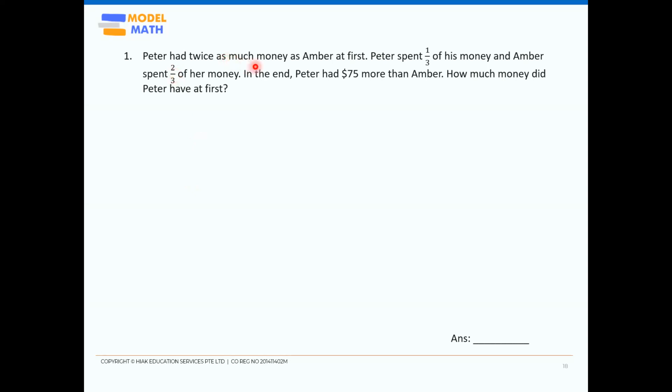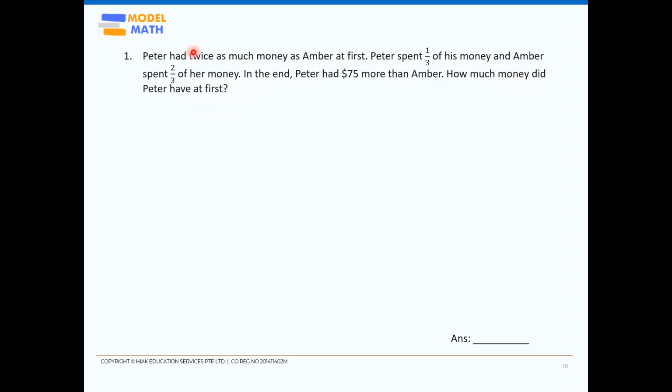Peter had twice as much money as Amber at first. Peter spends 1/3 of his money and Amber spends 2/3 of her money. In the end, Peter had $75 more than Amber. How much money did Peter have at first?